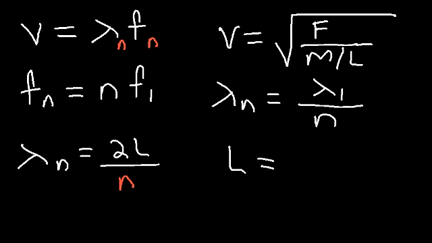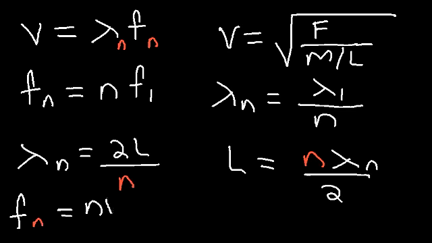And you can also find L using this equation. L is going to be the number of loops times the wavelength divided by 2. And finally, you can calculate the frequency if you know the number of loops and the speed and also the length of the string. So write down these 7 equations because it's going to be useful for the next few problems that you're about to solve.